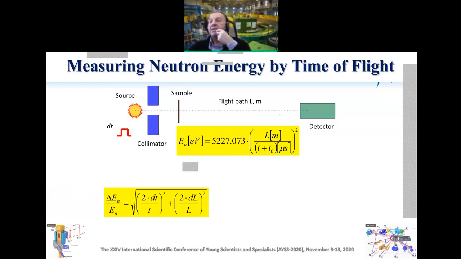And when you measure the arrival time, you can immediately calculate the neutron velocity just by dividing the flight path over the flight time. And this simple equation gives you a connection between the neutron energy expressed in electron volts, the flight path expressed in meters, and the flight time expressed in microseconds. So the neutron energy in electron volts is approximately the numerical coefficient, which is equal to 5,237, multiplied by the flight path divided by the flight time, in meters and microseconds correspondingly, squared.